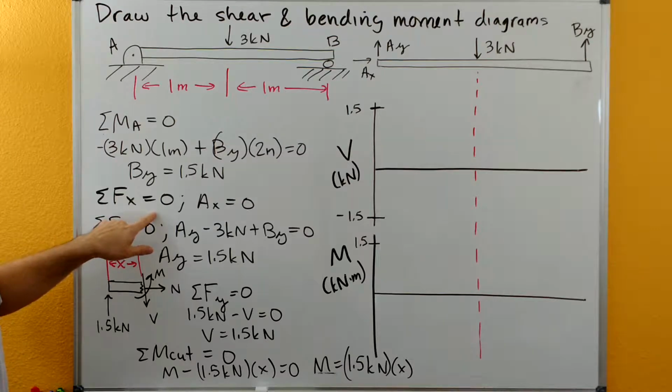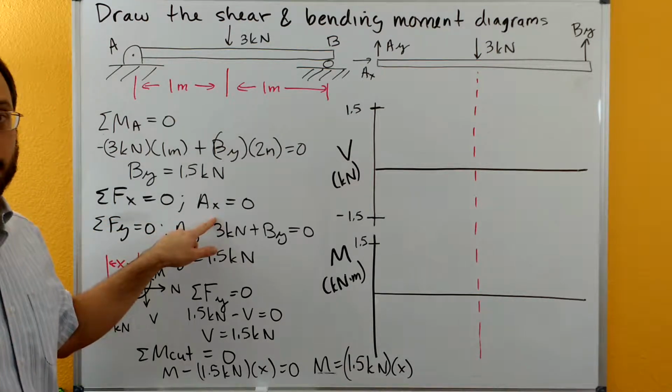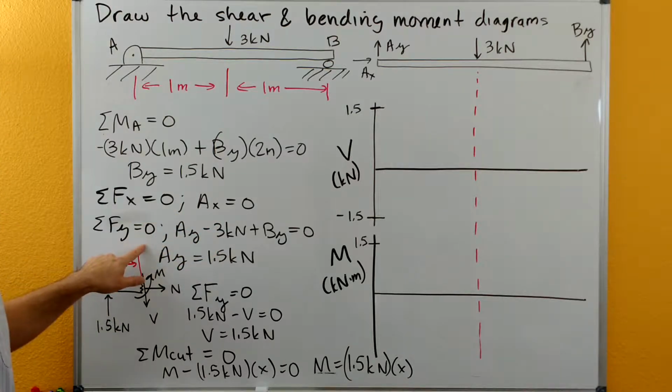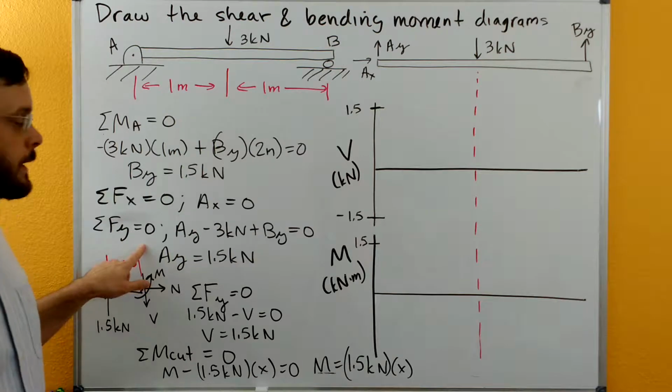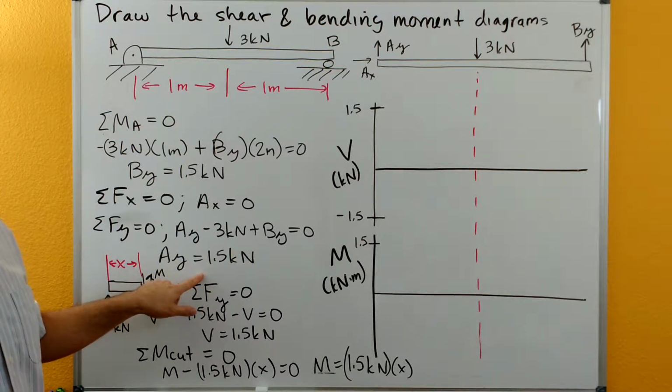Doing sum of forces in X equals 0, AX is the only term in that equation, so we get AX is equal to 0. And then sum of forces in Y equals 0. We have AY and BY minus the 3 kilonewtons, and so we find that AY is 1.5 kilonewtons.